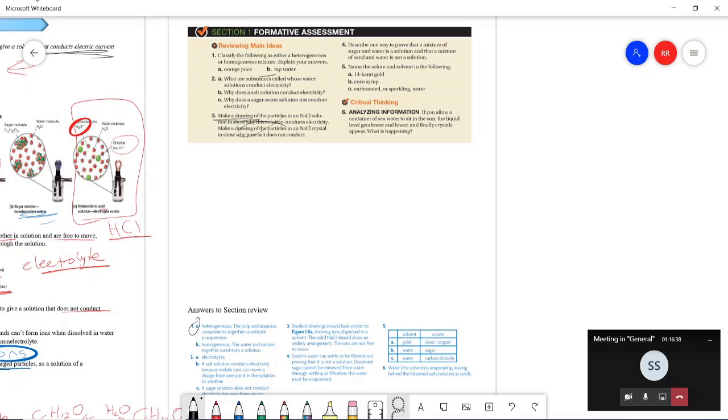Next question. Question 2. What are substances called whose water solutions conduct electricity? We know that. It's electrolytes, electrolyte solutes. B. Why does a salt solution conduct electricity? As I said, because they form or produce ions inside the solution.